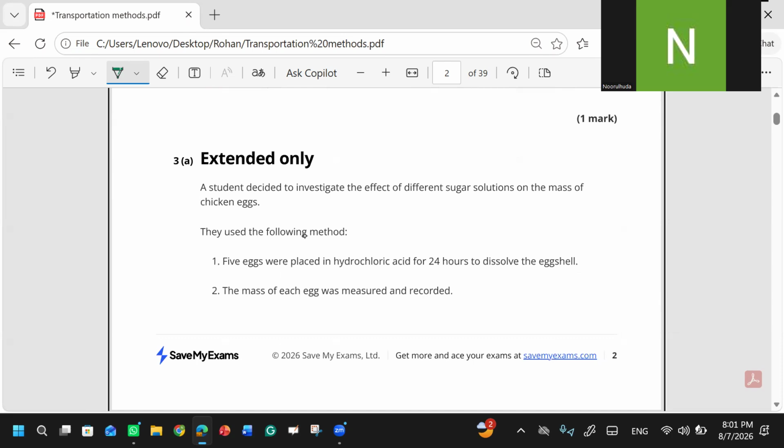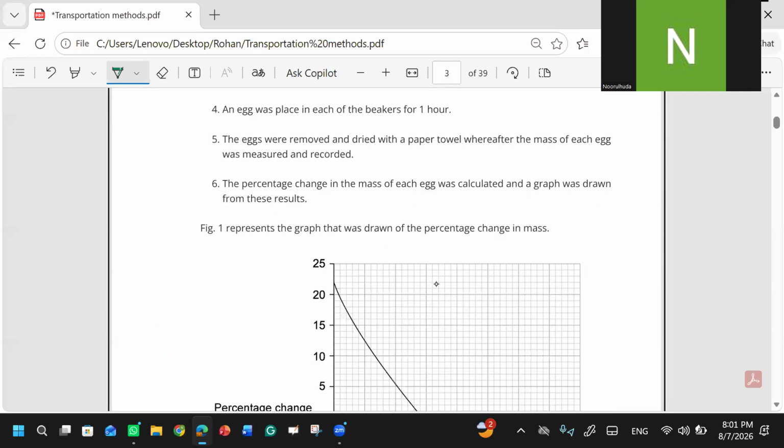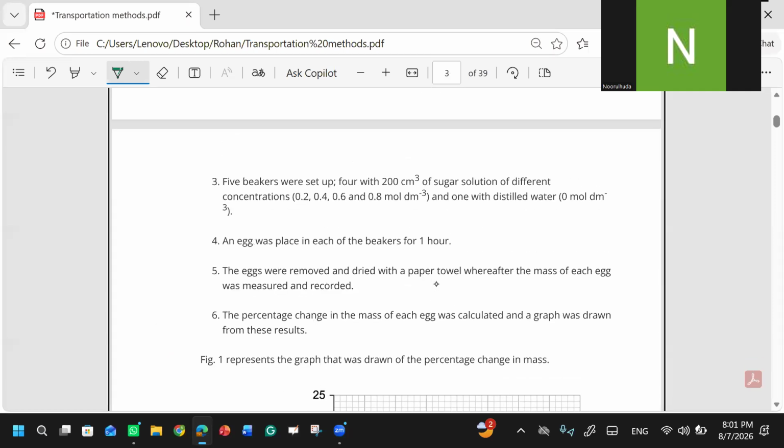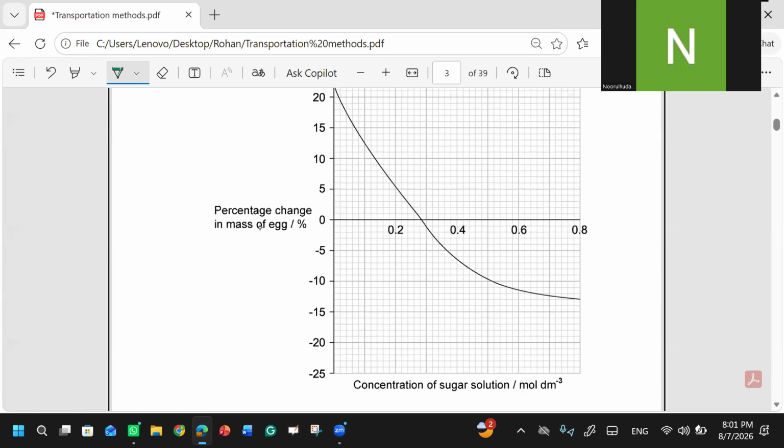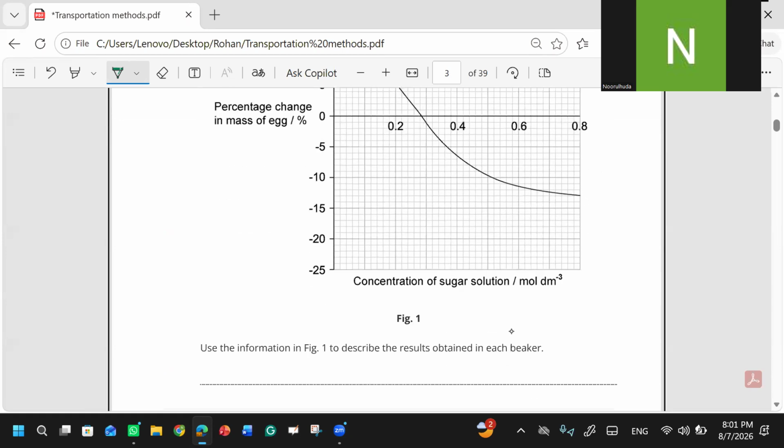Third, a student decided to investigate the effect of different sugar solutions on the mass of chicken eggs. They used the following method. Five eggs were placed in hydrochloric acid for 24 hours to dissolve the eggshell. The mass of each egg was measured and recorded. Five beakers were set up. This is the concentration. An egg was placed in each beaker for 1 hour. The eggs were removed and dried with a paper towel. The percentage change in mass of each was calculated. Percentage change of mass, concentration of sugar.